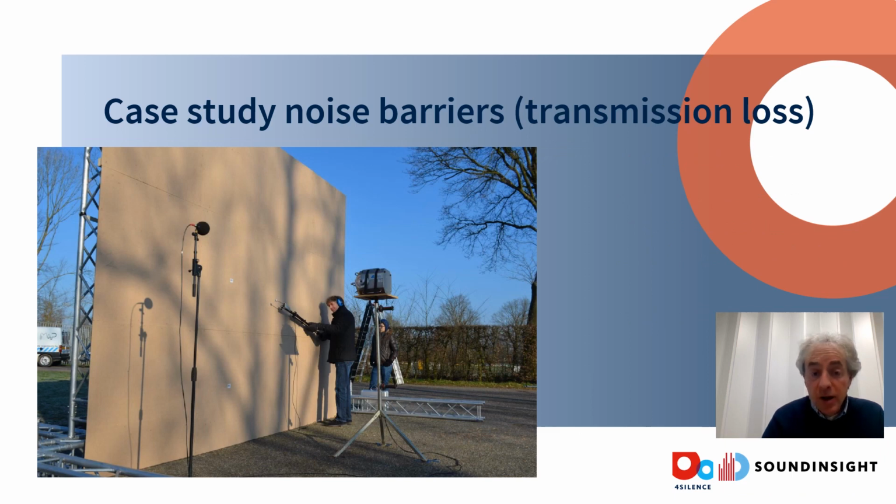The last case study I want to mention is the case study on noise barriers. Here we did not only measure absorption coefficients, but we also measured sound transmission loss. This we can do by measuring on both sides. On the incident side, we measure the incident intensity, and on the transmitted side, we measure the emitted intensity coming out of the noise barrier. And in this way, we can measure the transmission loss.